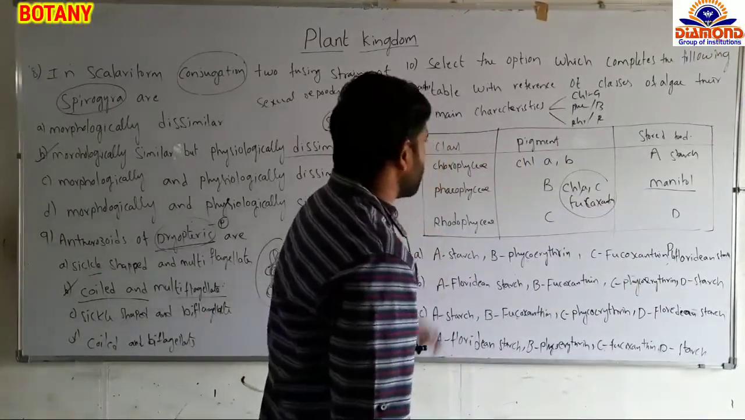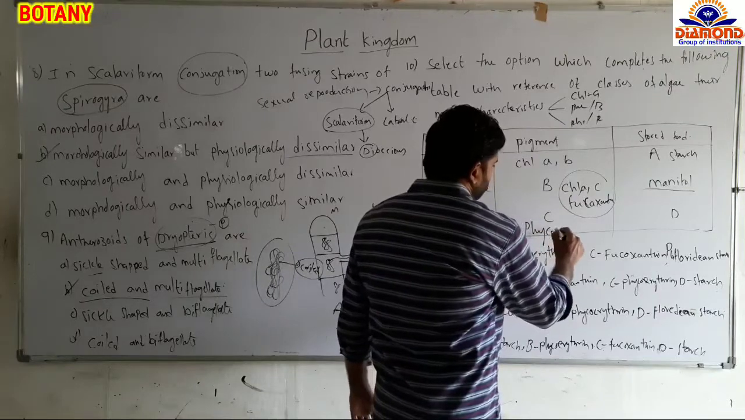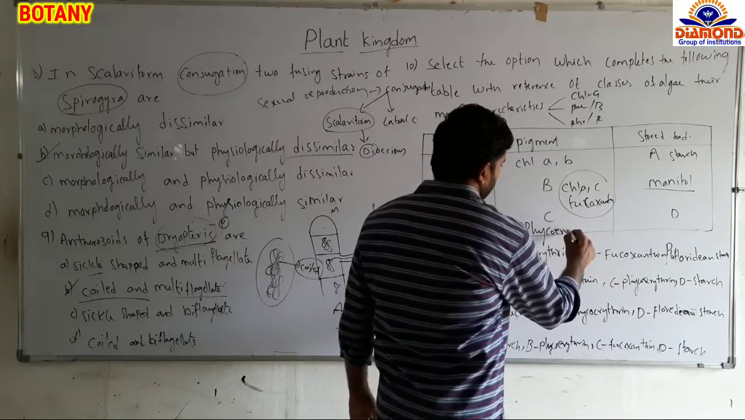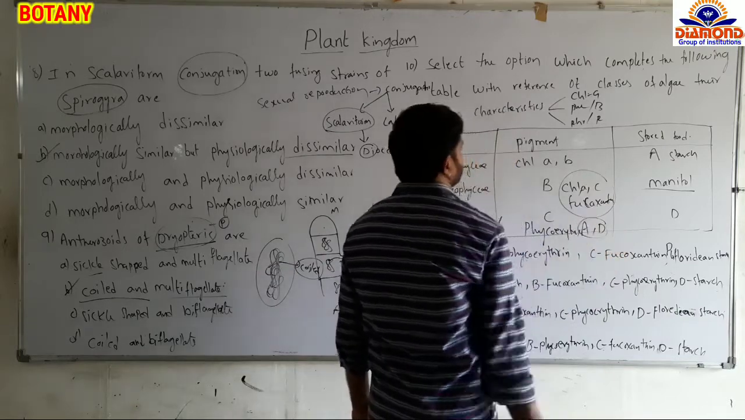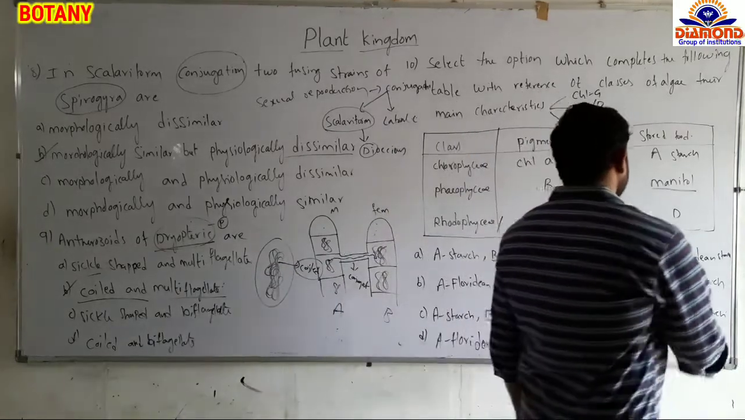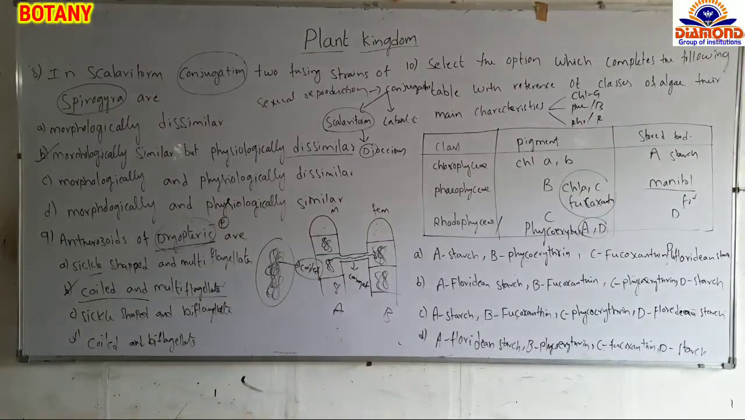And Rhodophyceae, also called red algae: phycoerythrin pigment is present, and chlorophyll A and chlorophyll D pigments are seen. The reserve food material is floridean starch. Now see, check the answer.